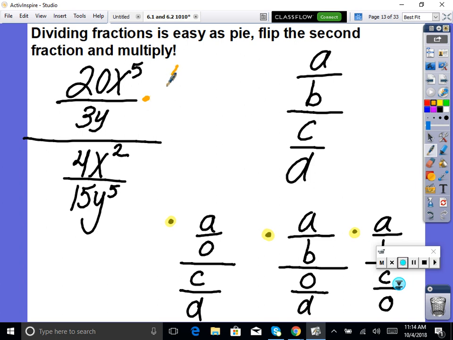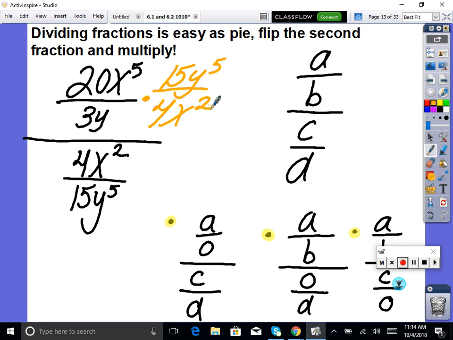So on top now is 15y to the 5th. Then on bottom, we have a 4x squared, right? And then don't we know how to do that? We just learned that, right? Factor each piece. Multiply straight across, but don't actually multiply. Restrict, divide.